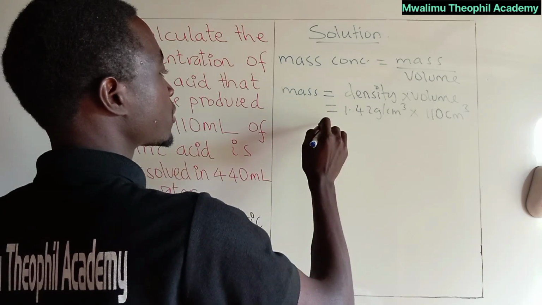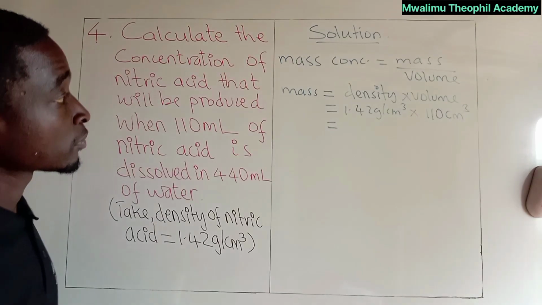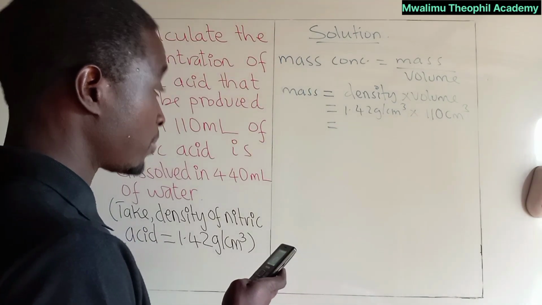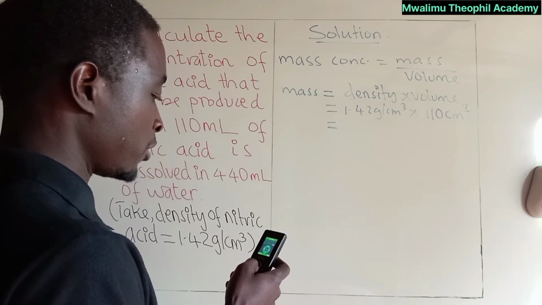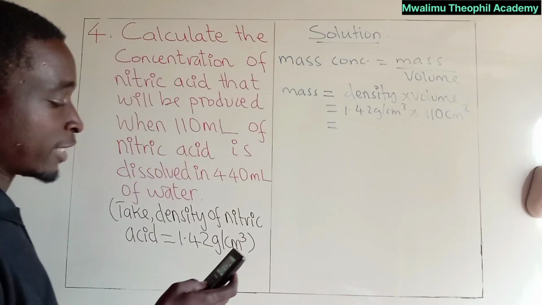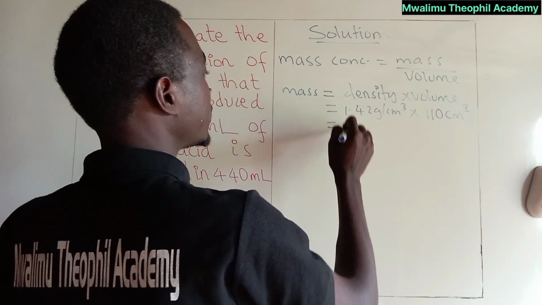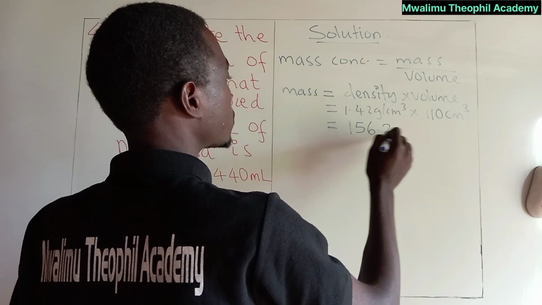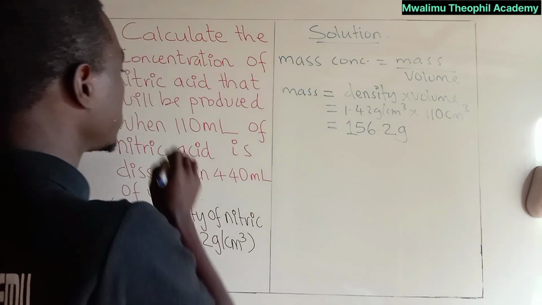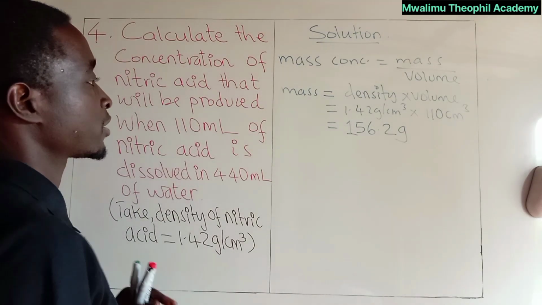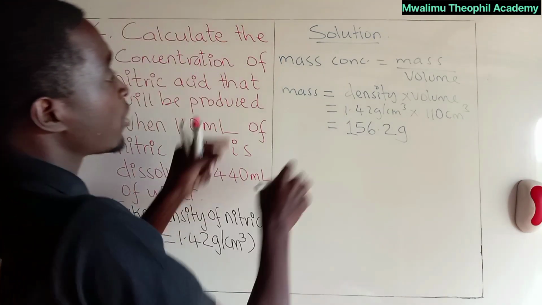Now let's compute this. When you take 1.42 times 110, you get 156.2. This is in grams. So the mass of nitric acid contained in 110 milliliters of the acid is 156.2 grams. So we've already obtained the mass.